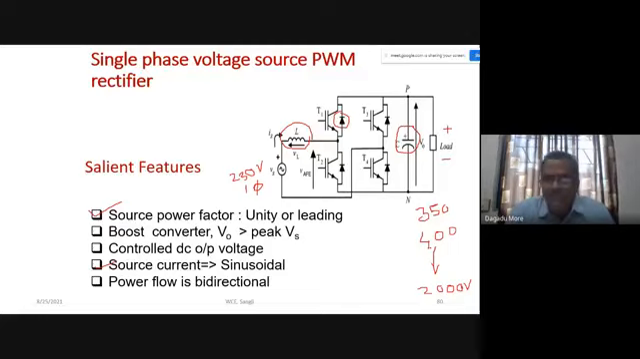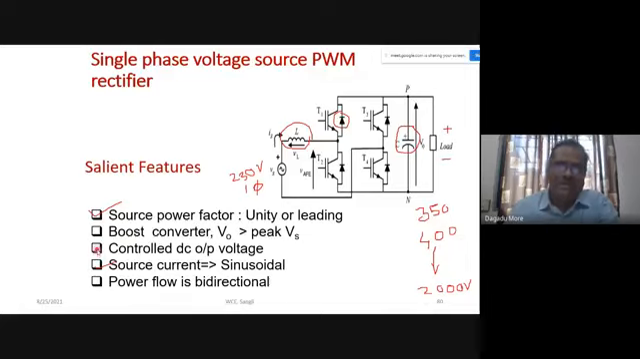If we go below that, we cannot get the benefits of sinusoidal current and unity power factor. When our voltage is below 400, that is not possible. So our range is 400 volts minimum, and we can go up to 5 or 6 times, so the maximum voltage is 2000. Whenever our input voltage is 230 volts single phase 50 hertz, our output voltage control range is 400 volts to 2000 volts.